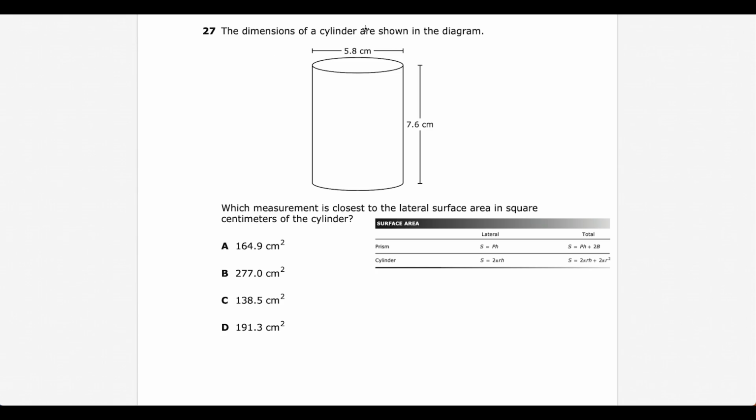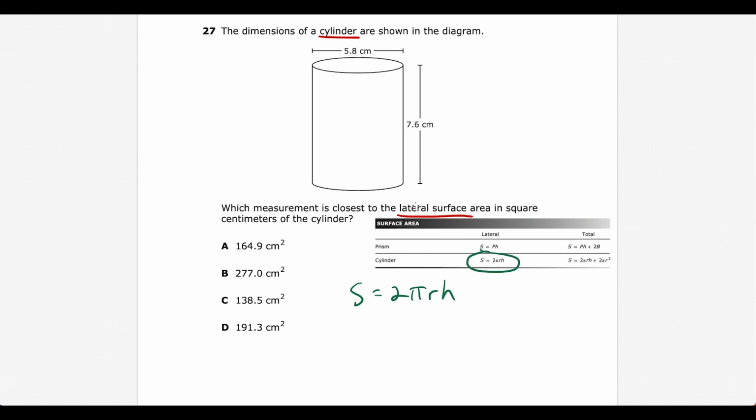So question 27, we have a cylinder here, and what we want to know is the measurement that is closest to the lateral surface area in square centimeters of the cylinder. So for this, if you have the formula memorized, great. Otherwise, just go to the reference page here and note that the lateral surface area of a cylinder is going to be 2 pi r times h.